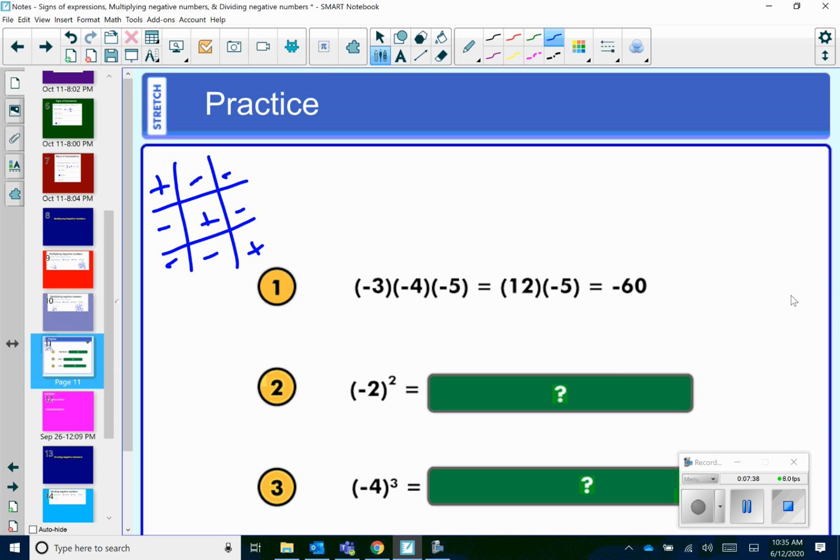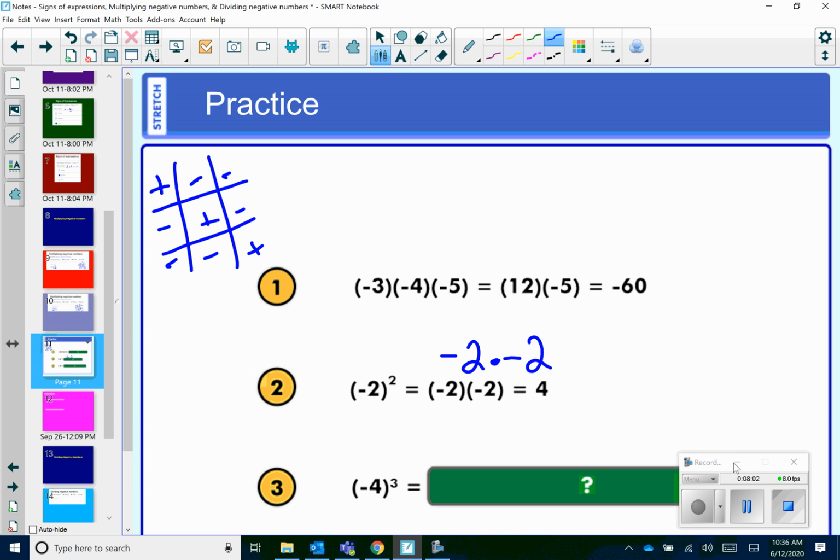All right, the next one, you've got -2 in parentheses and then the 2 on the outside, the exponent. So what that means is that you're squaring -2, which means you're multiplying -2 times -2. I have 2 negatives, which means my answer should be a positive, or you can use the table. A negative times a negative gives me a positive. And then 2 times 2 is positive 4.